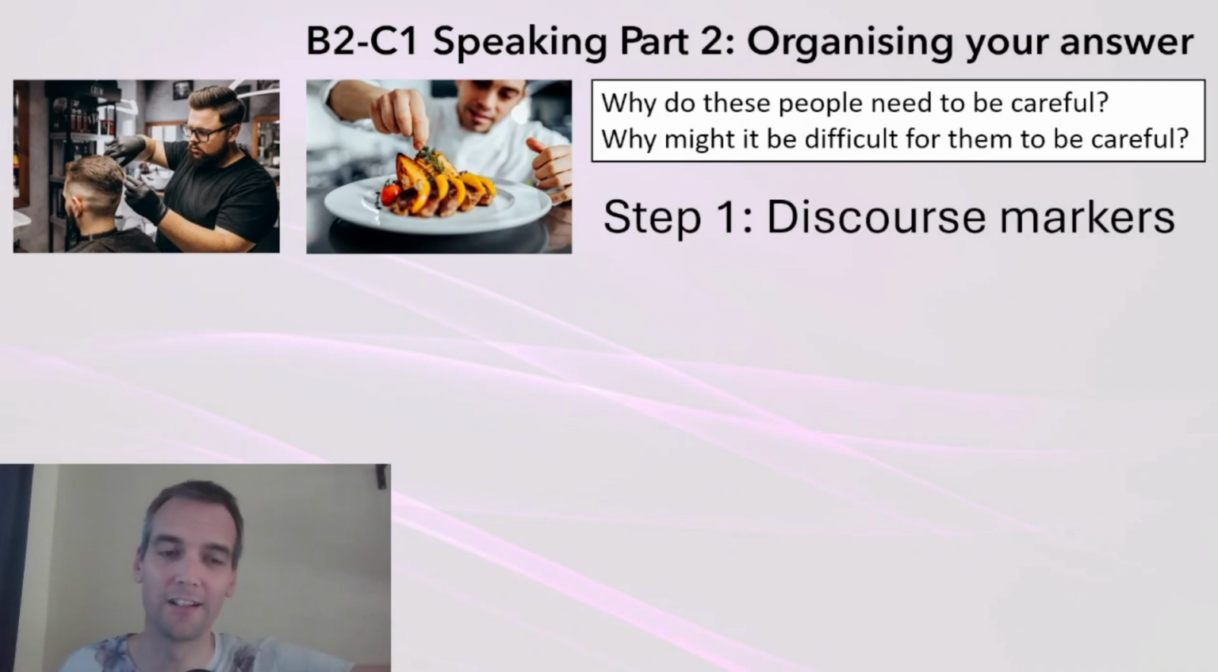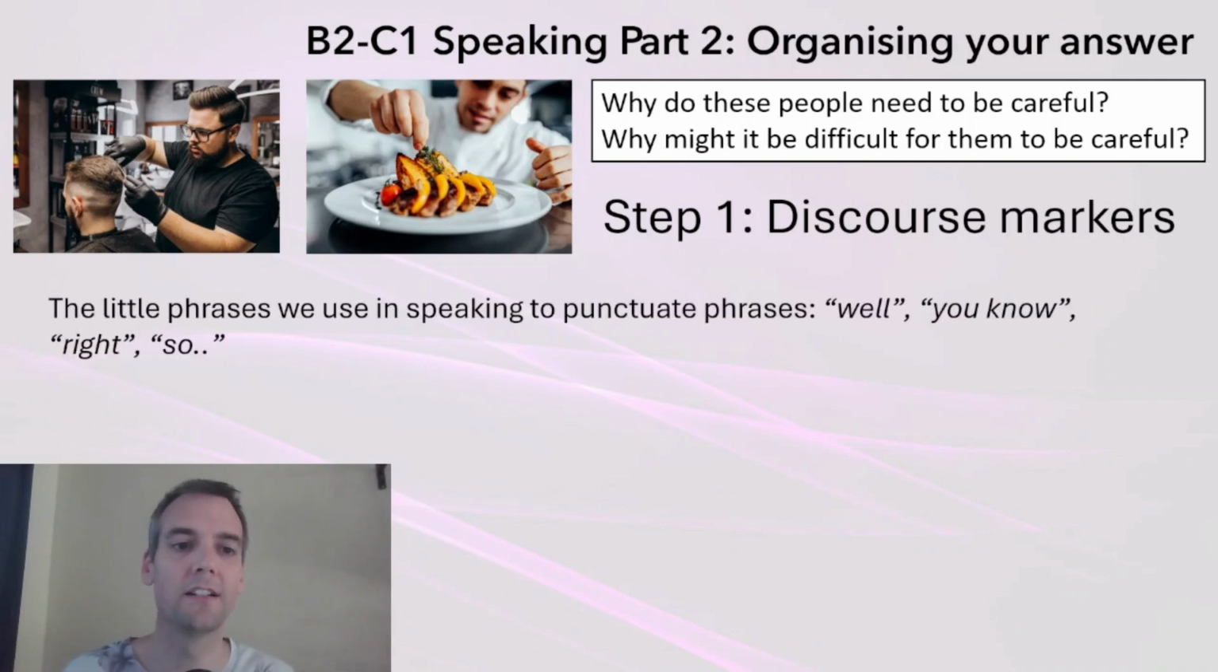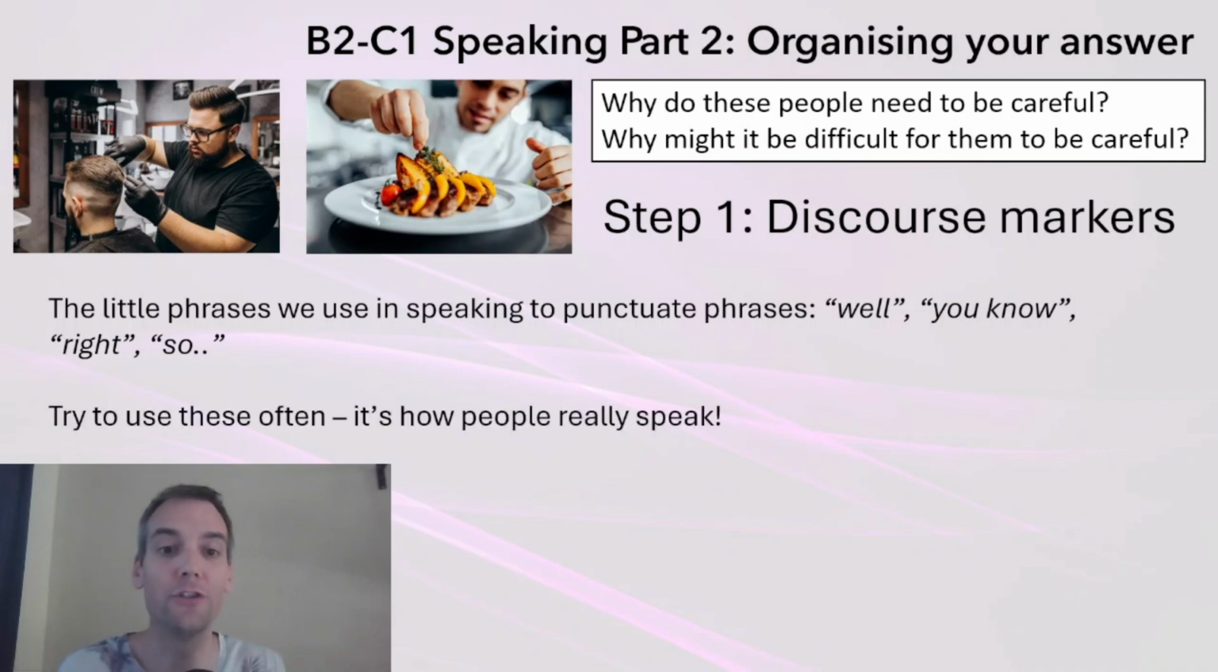We're going back to the criterion here because they say you should use discourse markers to organize your answer. Discourse markers are the little phrases that we use in speaking to punctuate our ideas. Most people, myself included, don't speak perfectly fluently. I'm getting close. I'm trying harder every day. But unfortunately, we still say things like, well, like, so, and all these little phrases. And you should use these.